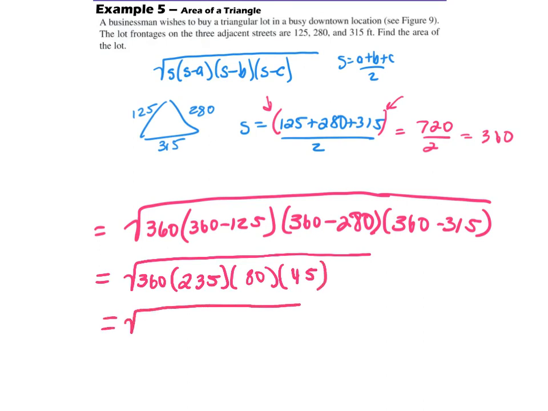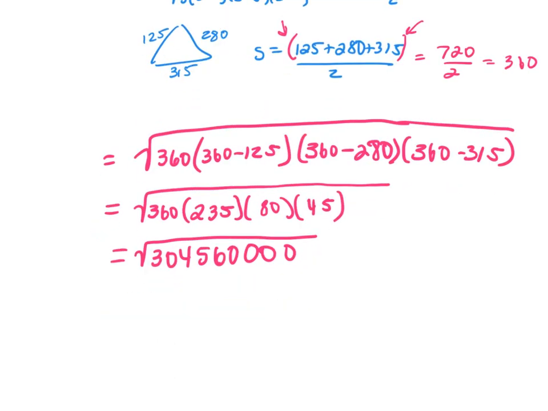Everybody good? Okay. And then I'm just going to multiply all these numbers together. You get something big. That's okay. So 360 times 235 times 80 times 45. Whoa. 304,560,000. So then you would tell me that the area is the square root of that number.